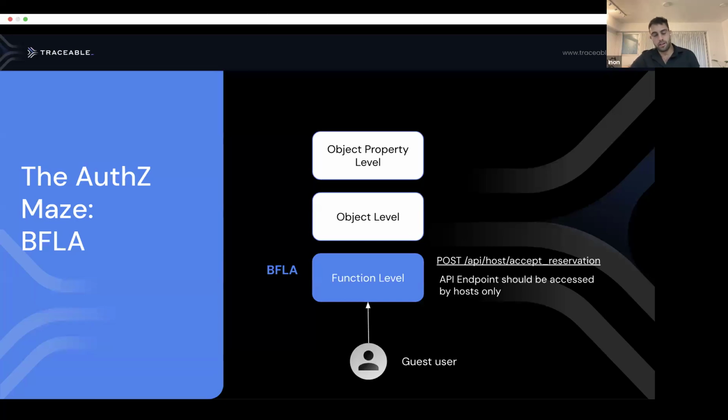Other cases might be that one user can access admin functions in the API, for example. So you should always make sure that the user should have access to this function from the role or group perspective. So this is the first layer of authorization that you need to implement when it comes to the endpoint or the function level.